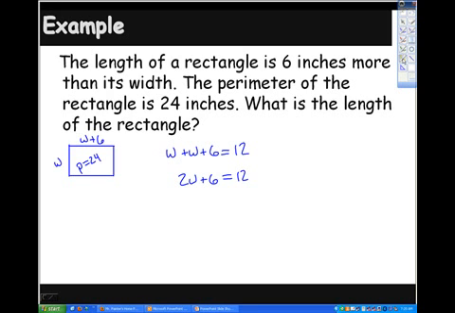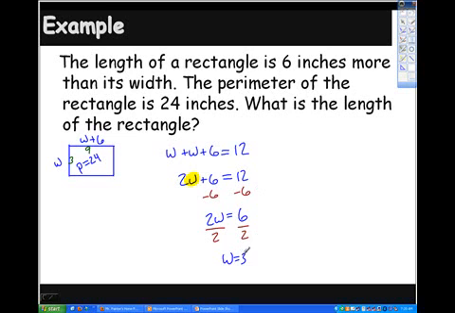Now we'll start undoing so we can isolate this W. So let's subtract 6 from both sides. The result here is 2W equals 6, and then we'll just divide by 2 to solve for W. W equals 3. Let's check our answer and see if it works out. If W is 3, then 3 plus 6 would be 9. That makes the length 6 more than the width, and my perimeter would be 3 plus 3 is 6, 9 plus 9 is 18. 18 and 6 does equal 24, so that seems to work.